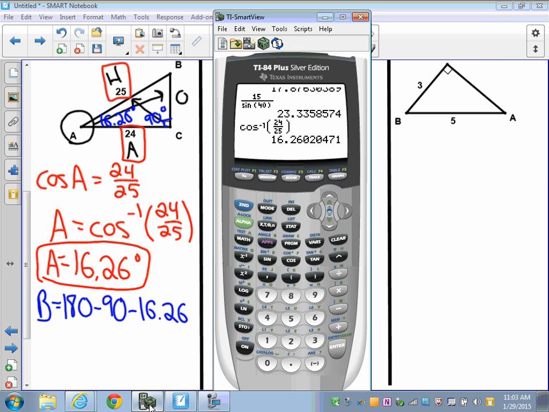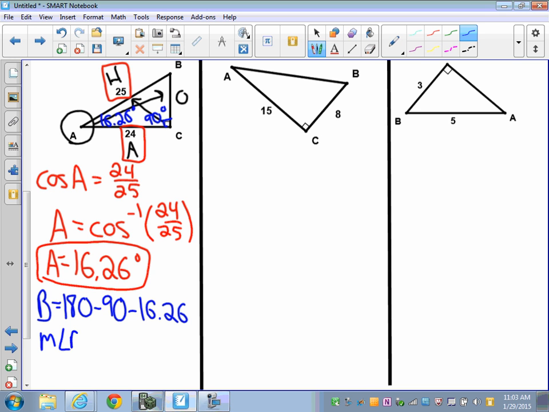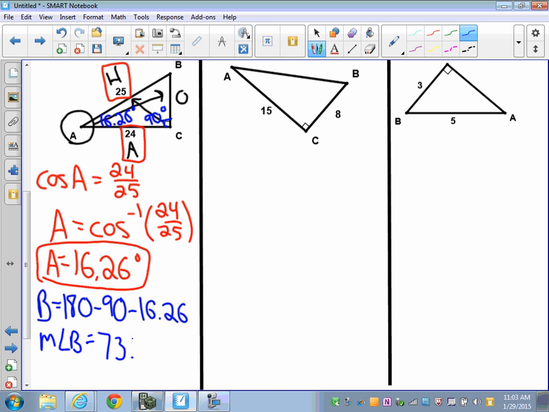So when we type that in, 180 minus 90 minus 16.26, we get 73.74. So the measure of angle B is equal to 73.74 degrees.